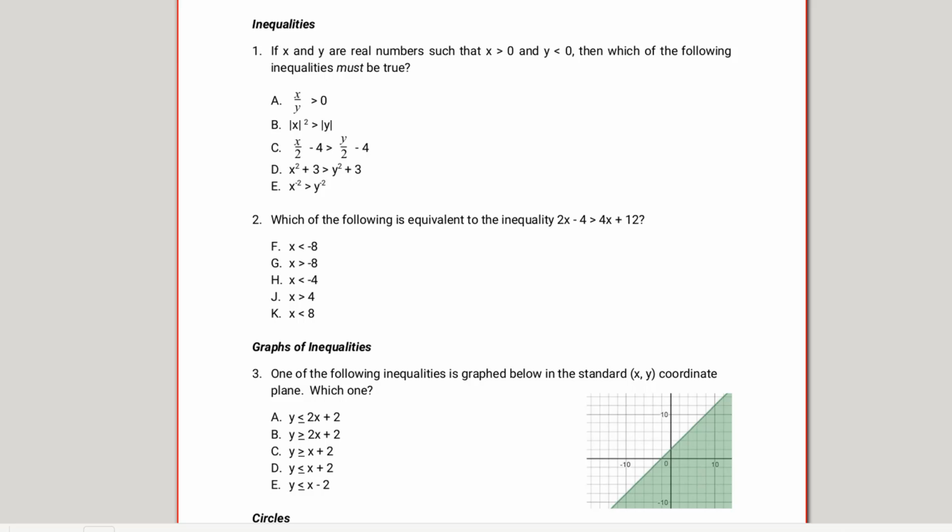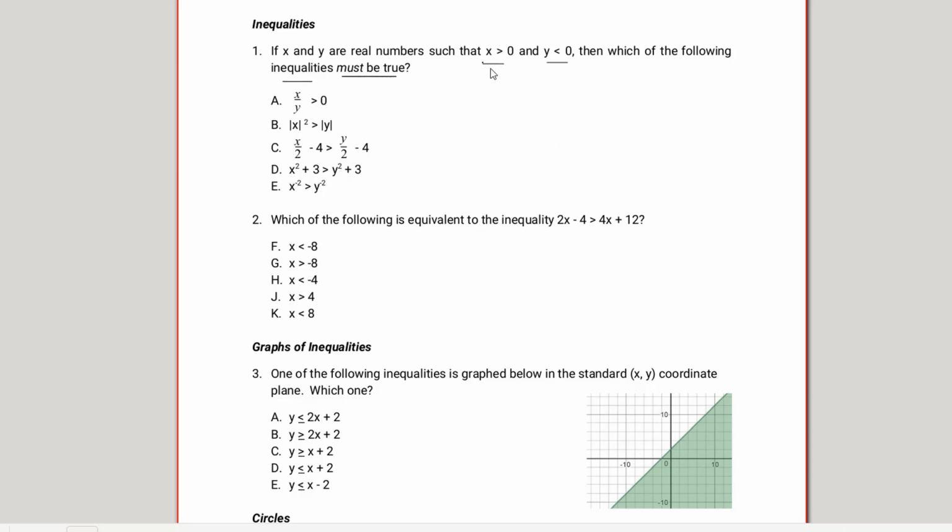In this set of practice questions, we are going to solve some questions related to inequalities. We're going to look at a graph of an inequality and circles. So looking at number 1, if x and y are real numbers such that x is greater than 0 and y is less than 0, then which of the following inequalities must be true?